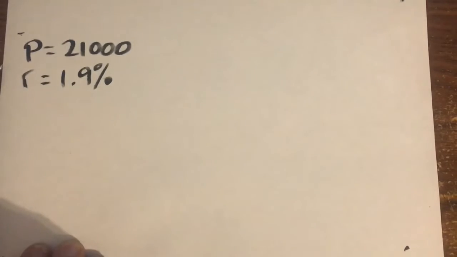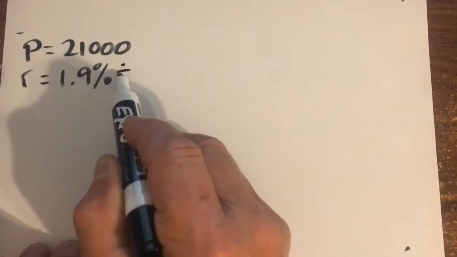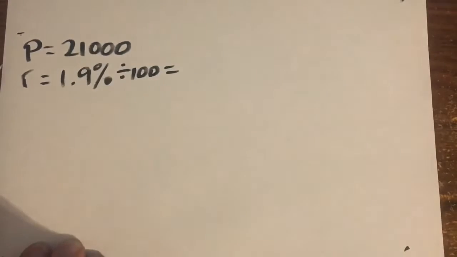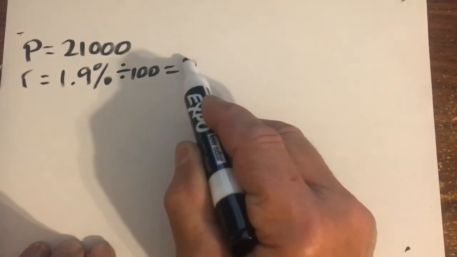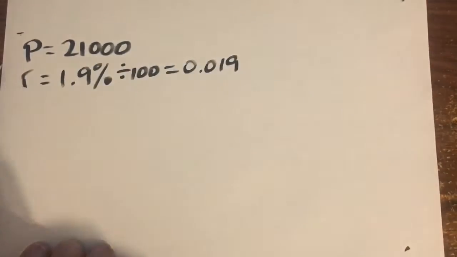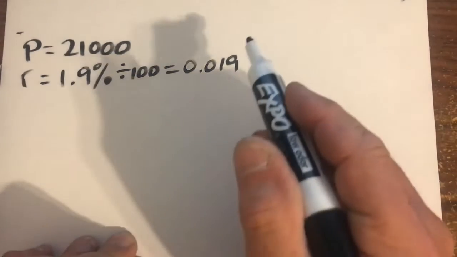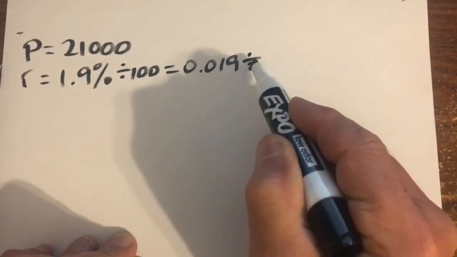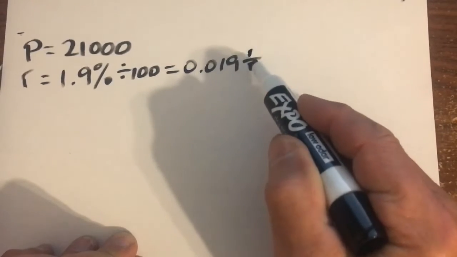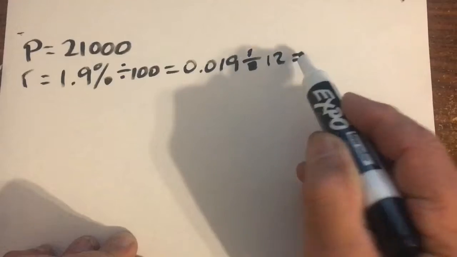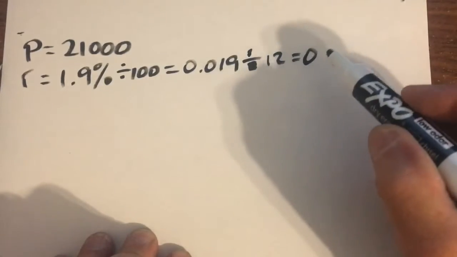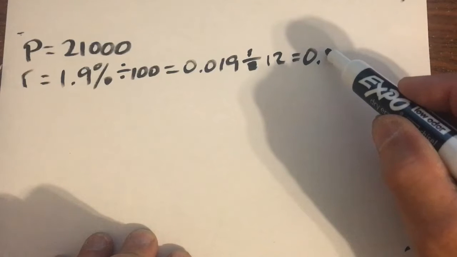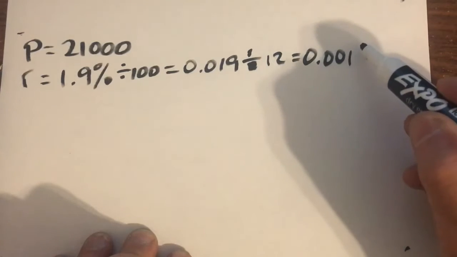Now we have to convert this to decimal, take it out of the percentage. I'm going to divide by 100, and all we're doing is moving that decimal to the left 2 places, so it becomes 0.019. Now that's the interest rate annually. We want to know what it is monthly. We're going to divide that number by 12, and that's going to get us our monthly interest rate.